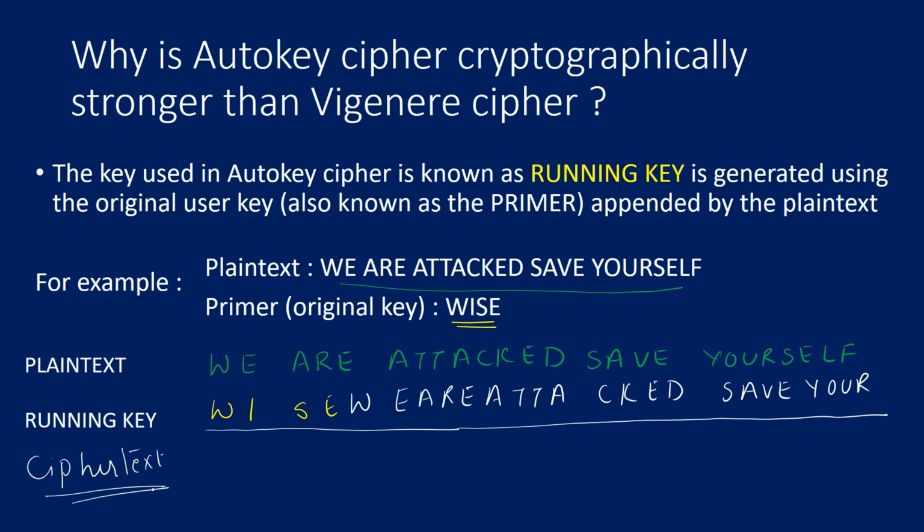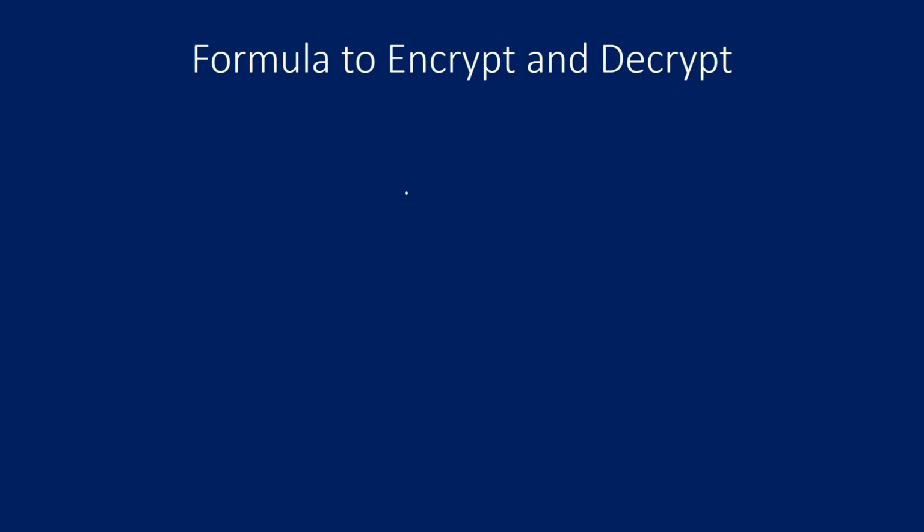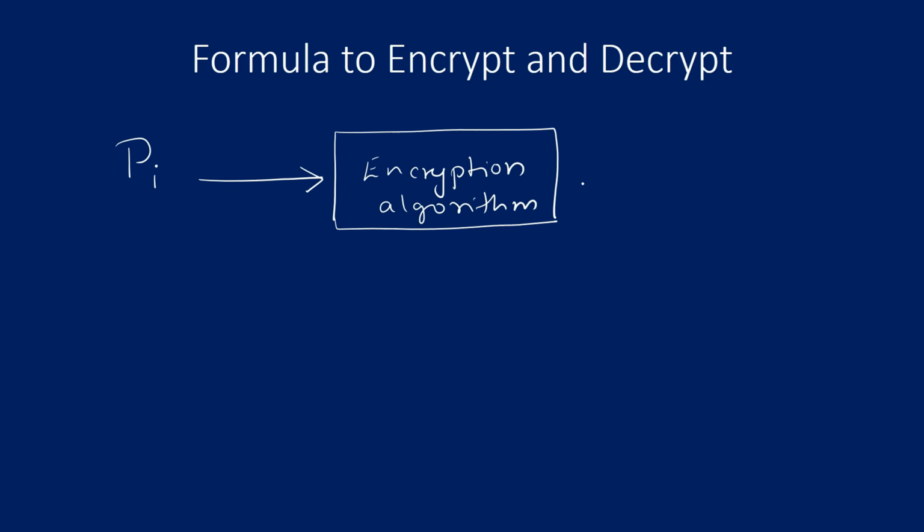Now to get a corresponding ciphertext, we have to apply a mathematical formula using the plaintext and the key. So let us now have a look at the formula that would be used to encrypt and decrypt using Autokey Cipher. The encryption algorithm takes the ith letter of the plaintext and the ith letter of the key and generates the ith letter of the ciphertext using the formula c_i = (p_i + k_i) mod 26.